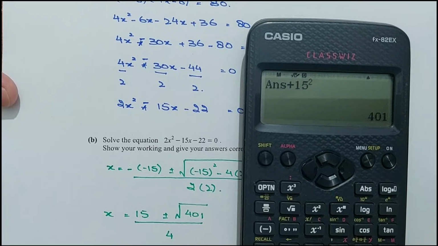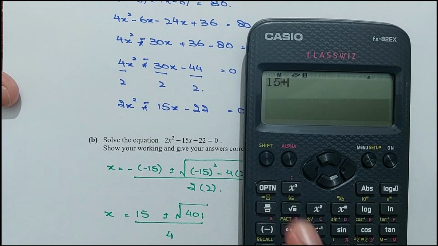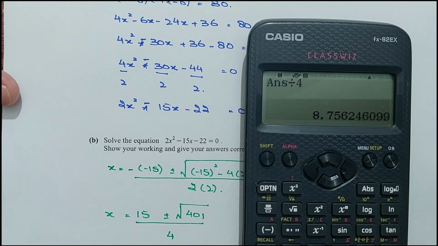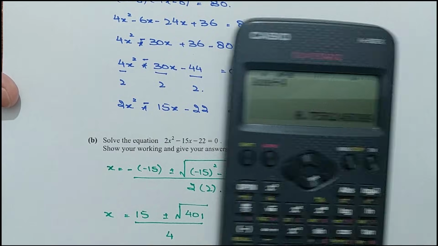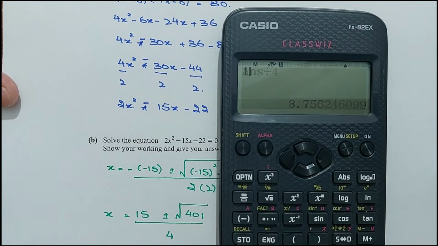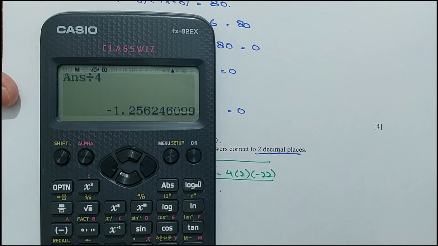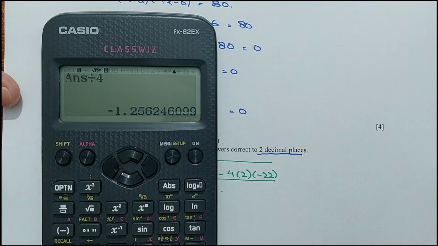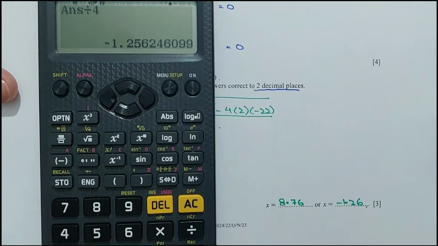Now we have two solutions. 15 plus the square root of 401 divided by 4 is 8.756. So correct to 2 decimal places is 8.76. We have to round it. Now 15 minus the square root of 401 divided by 4 is minus 1.25, rounded to minus 1.26.